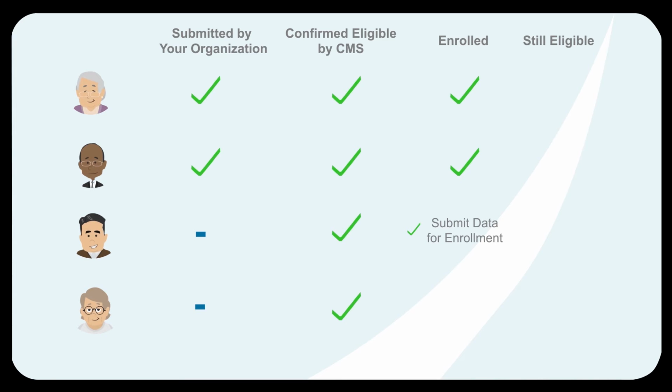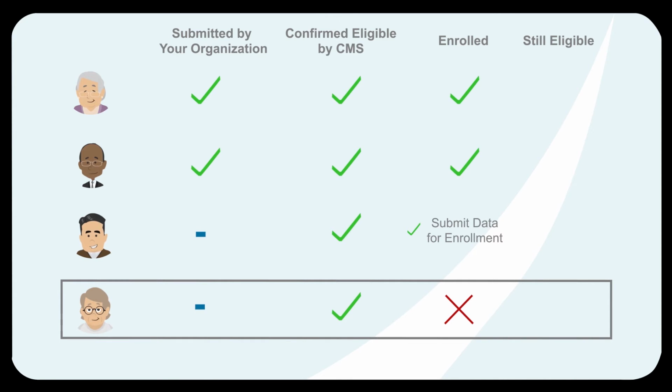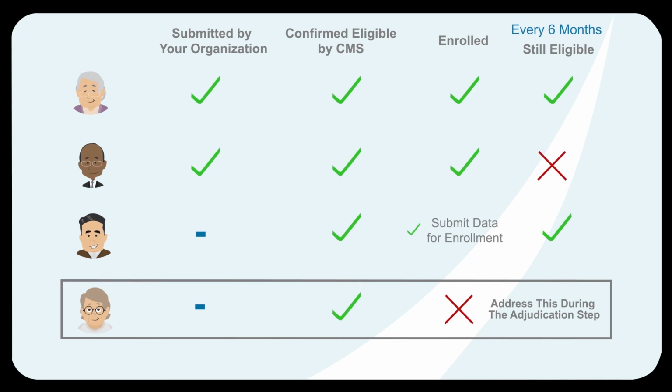If you feel that the patient is not, in fact, eligible or is not appropriate for inclusion in the MH model, you will need to report that information through the registry during the adjudication step. CMS will also recheck all of your enrolled beneficiaries every 6 months to confirm that each of them has remained eligible for participation. CMS will inform you if any patient is no longer eligible.